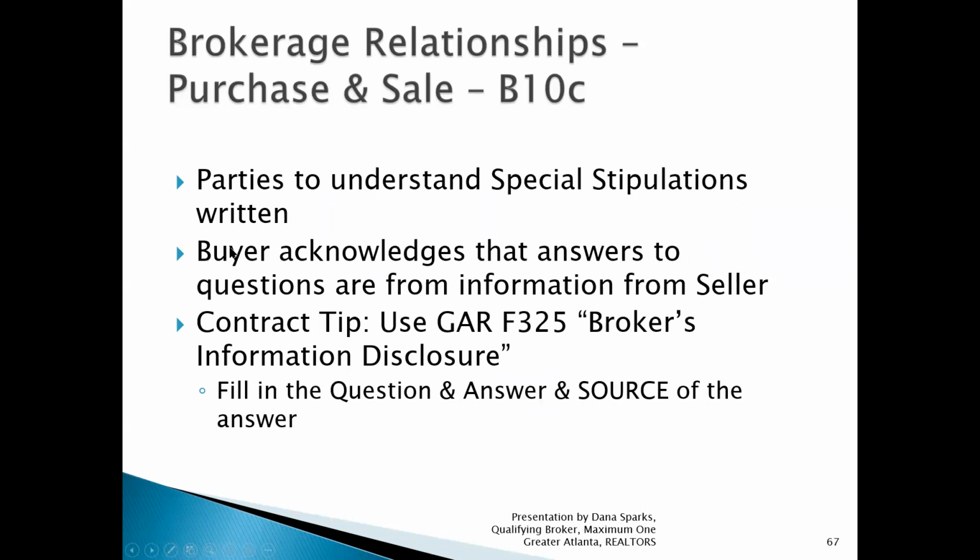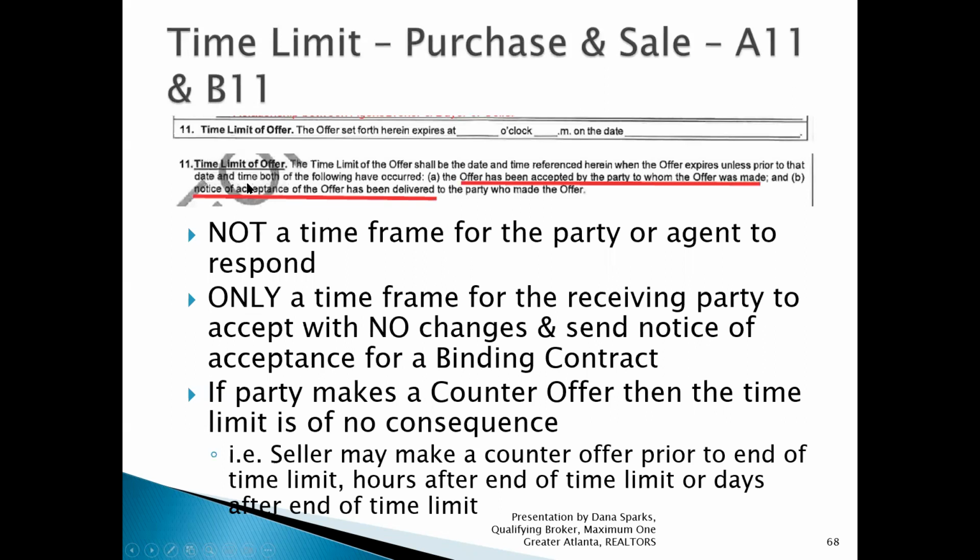If the buyer asks you a question about the property, contract tip, I suggest you use GAR form 325, broker's information disclosure, where you write in the question, you fill in the answer, and you write in the source of the answer. And then the time limit of an offer.